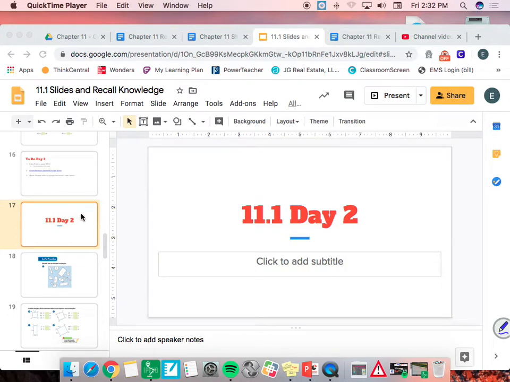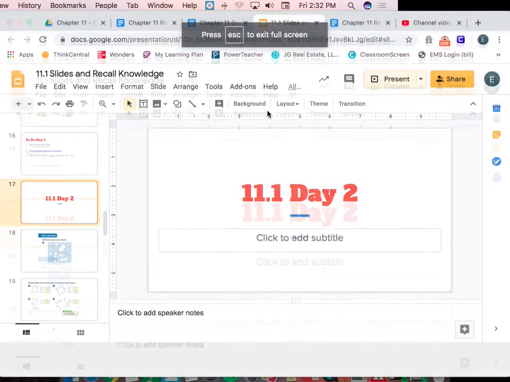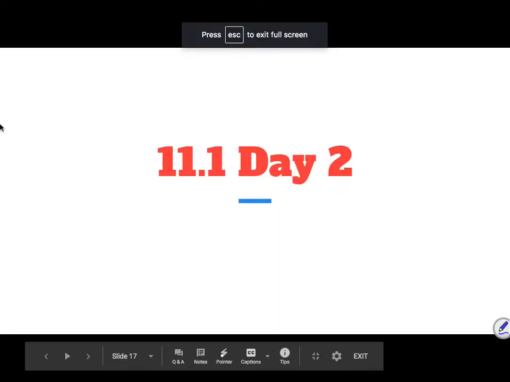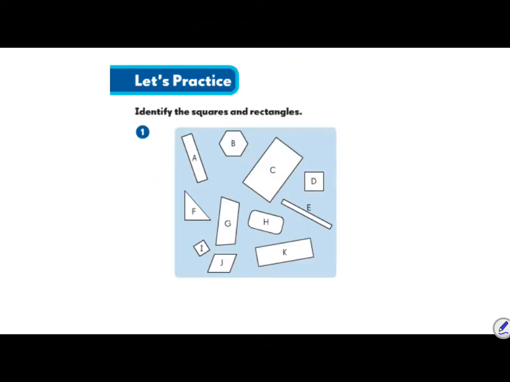Okay, we are going to start chapter 11 as well. We're in the second lesson, and we're going to continue with our understanding of squares and rectangles and see if we can add a little bit more. Really quick warm-up: I want you to identify the squares and the rectangles. So pause it. Can you write down any that are squares, any that are rectangles?